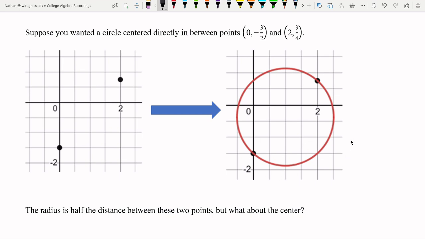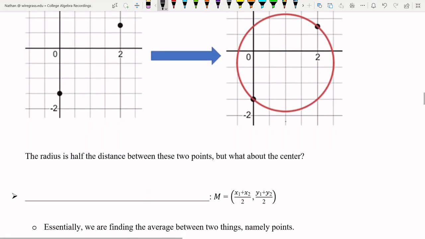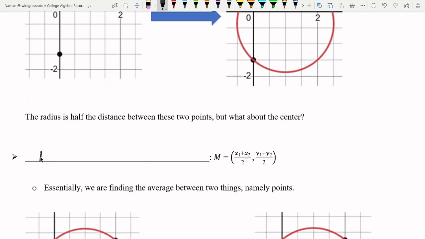Now, to draw the circle, we really want an equation of the circle. So we know that the radius is halfway, the distance halfway between these 2 points, because the circle is going to be centered halfway between them, and the radius is going to be half this distance. But how do we find the center? Well, the center is really just the average between these 2 points, the average between the x values and the average between the y values, and that puts us directly in the center. It looks to be right here, but it might not be. And that average is shown by the midpoint formula.